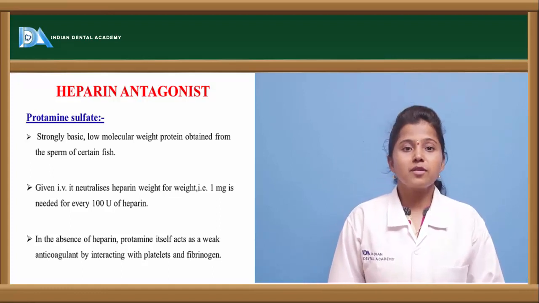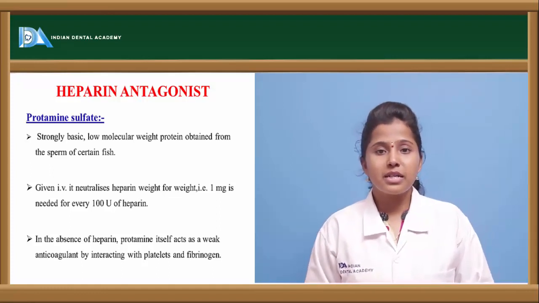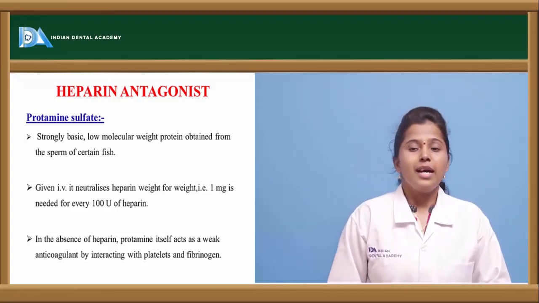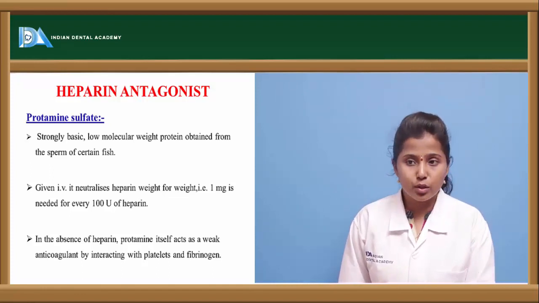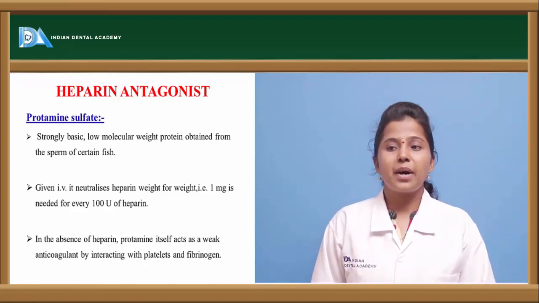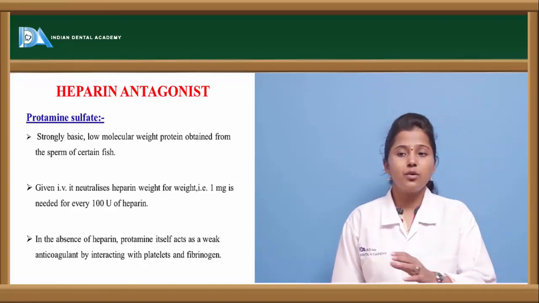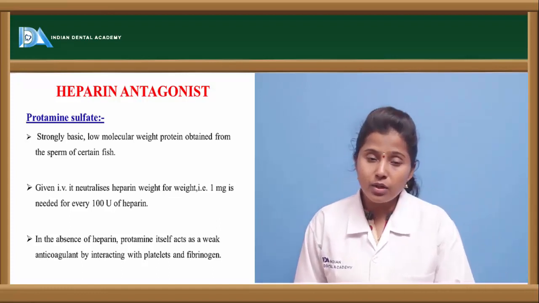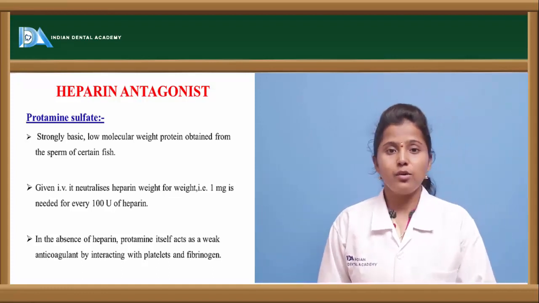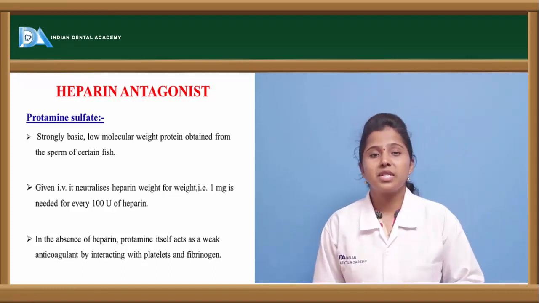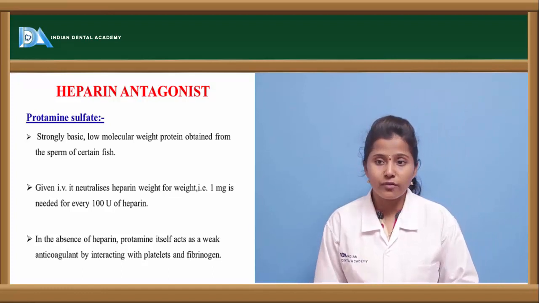From the sperms of certain fishes, this protamine sulfate is usually prepared, and it is given only through the intravenous route, and it neutralizes heparin weight for weight. That is, 1 mg is needed for every 100 units of heparin. So for every 100 units of heparin, 1 mg of protamine sulfate is given to neutralize the effect of heparin.